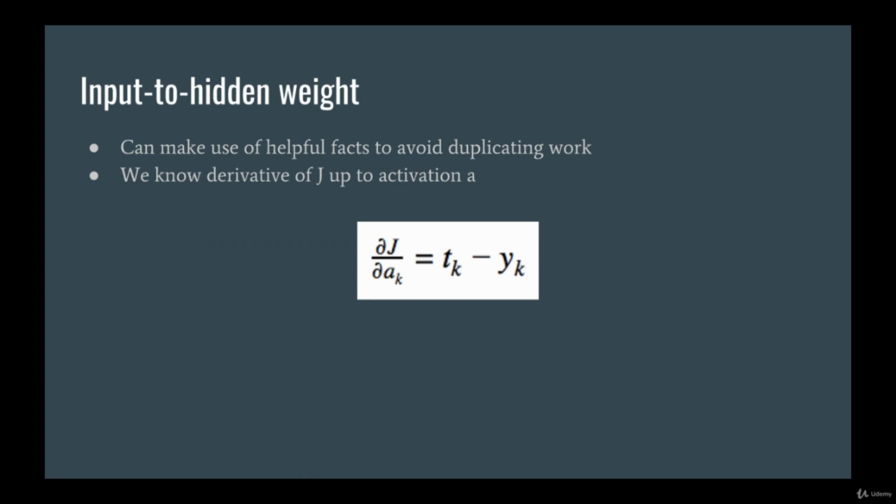So what about W for the input to hidden layer? For this, we should make use of some helpful facts in order to avoid duplicating work. In particular, we already know how to take the derivative of the softmax up to the activation A. In other words, we can say dJ by dAk is equal to tk minus yk. You'll see why this particular derivative is useful very soon.